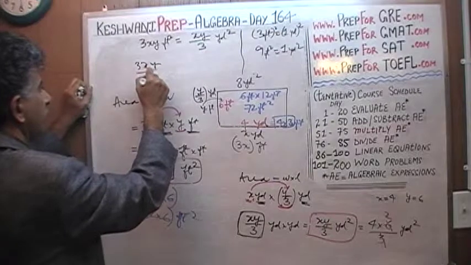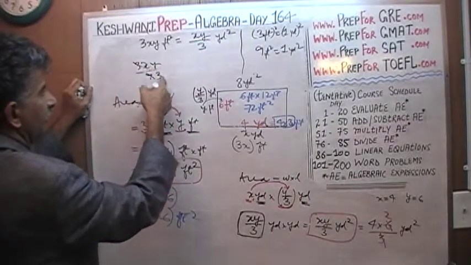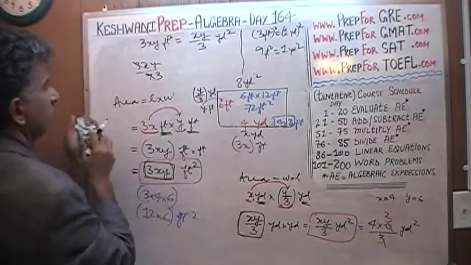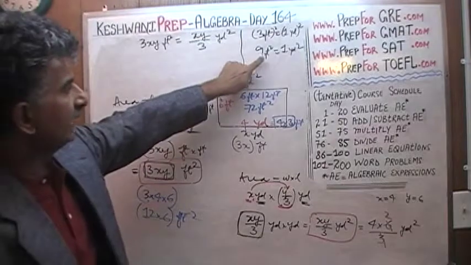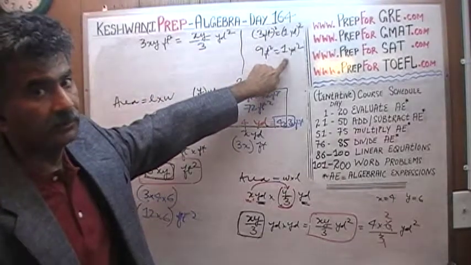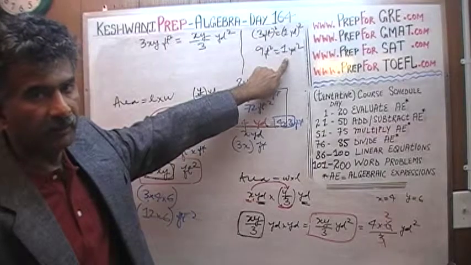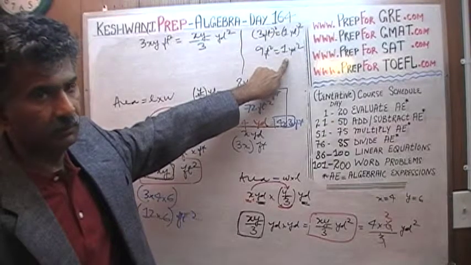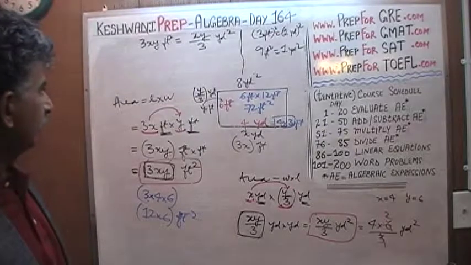3xy over 9. This 3 will cancel out this 9, and you end up with x times y over 3 square yards. Why do we have to divide this quantity by 9? Because there are 9 square feet in a square yard, not 3. A square yard is made up of 9 square feet, not 3. Okay, that's all I want you to understand.